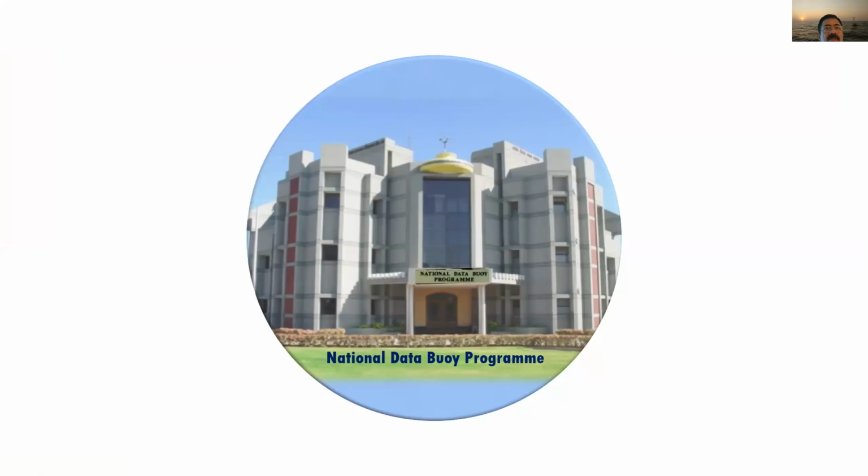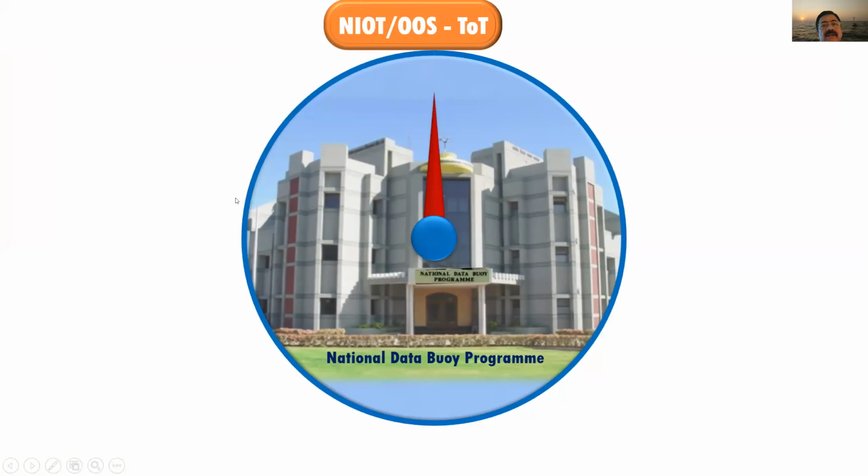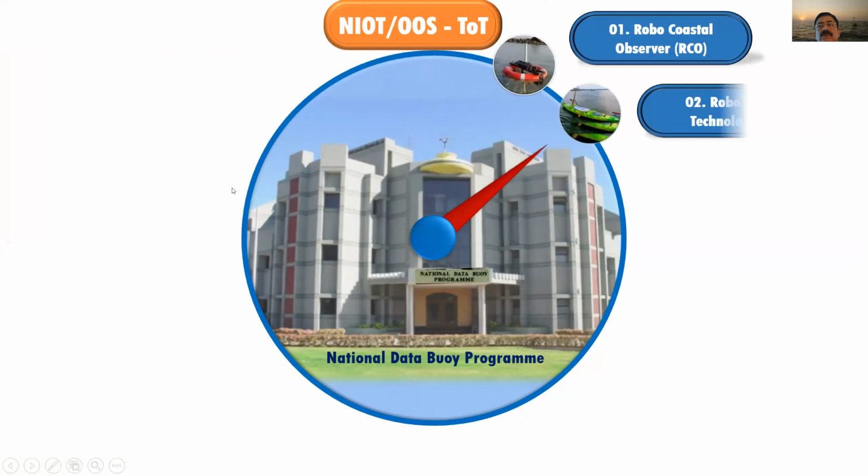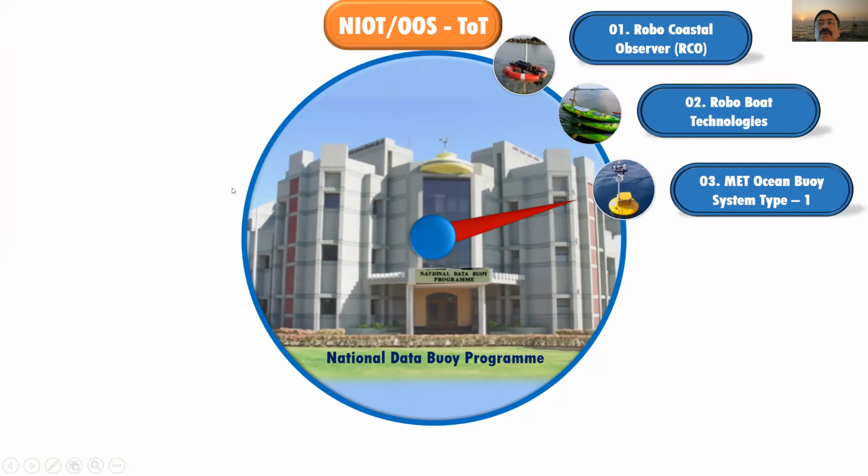Now, Dr. Mani wanted me to show about technology transfer. This being a technology institute, we have been collecting data. We have also taken up the exercise to develop various tools like the robo-coastal observer, similar to what has been shown, and the robo-boat, which could be used over 4G and controlled from the office to collect data. It will collect the data from the estuarine to river, to the coast, to the deep ocean. It can sail through that.